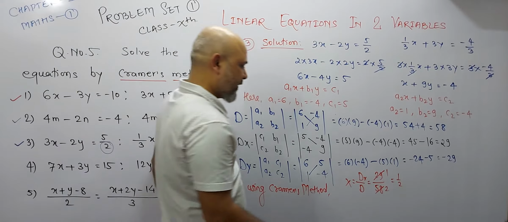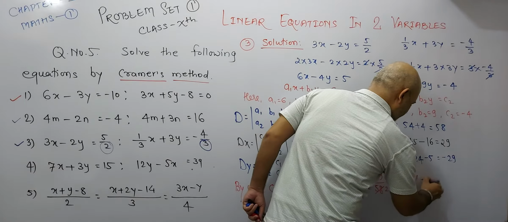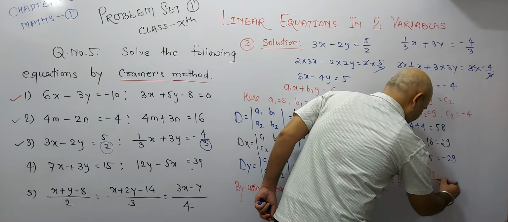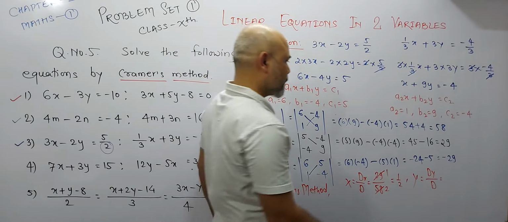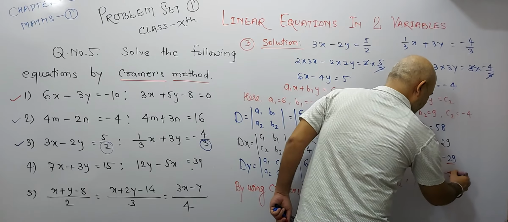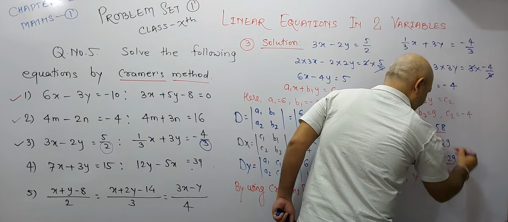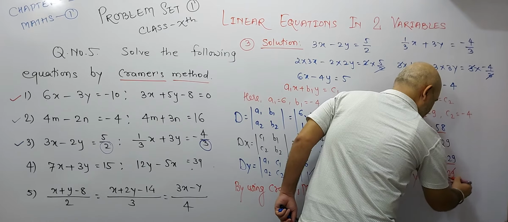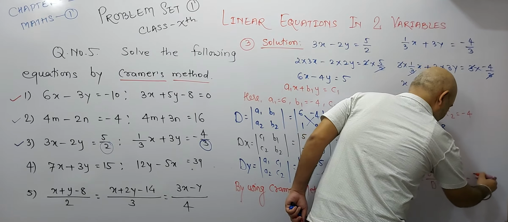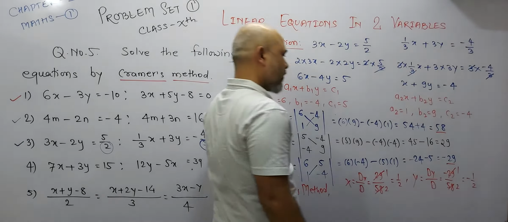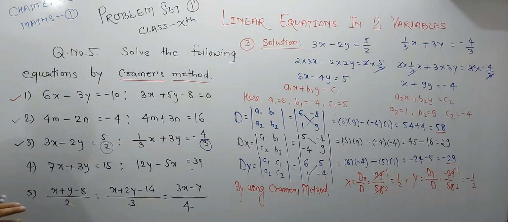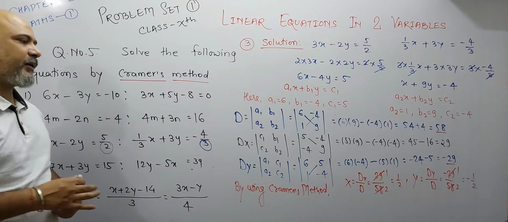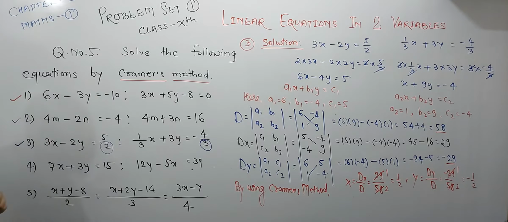And now we'll find the value of y. So y is equal to dy divided by d. dy is minus 29 and d is 58. So 1s are and 2s are. So this is equal to minus 1 by 2. So what is the value of x? x is plus 1 by 2 and y is minus 1 by 2.